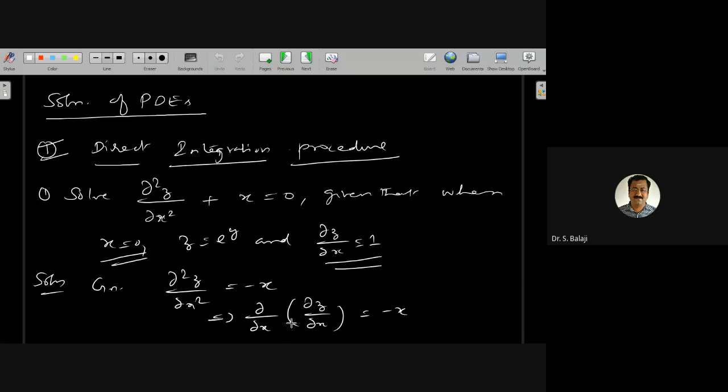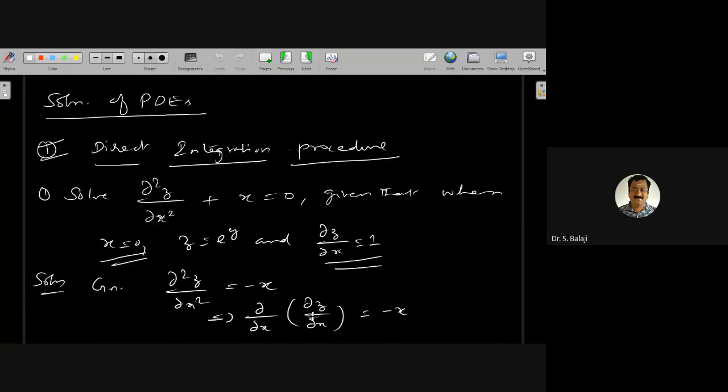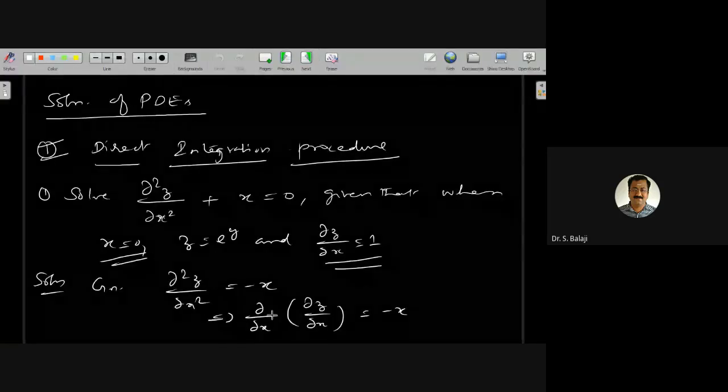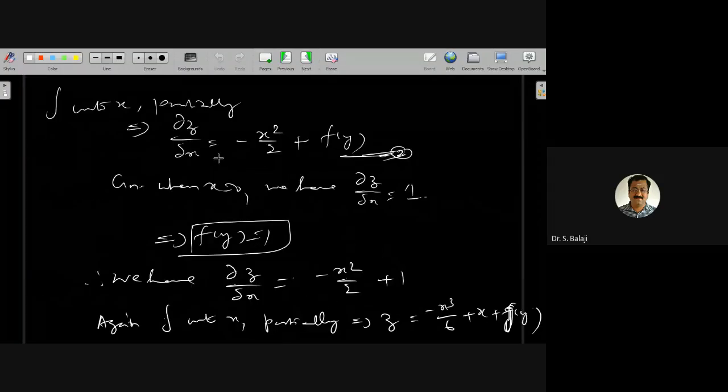You can split into derivatives with the chain derivatives here. And then in order to remove these derivatives, integrate with respect to x, integrate with respect to x. Once again, you can get some relationship.